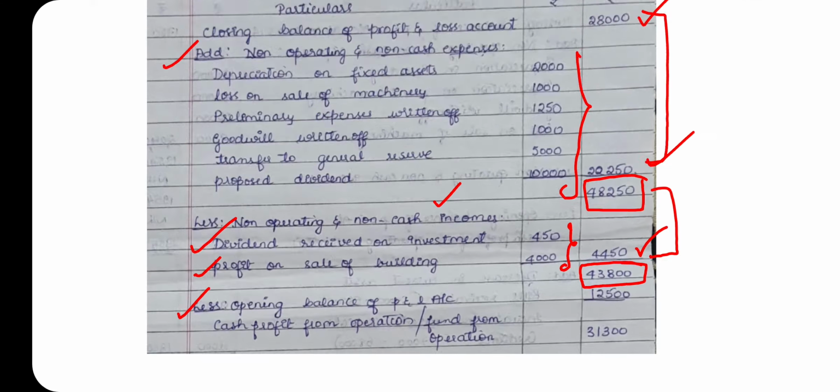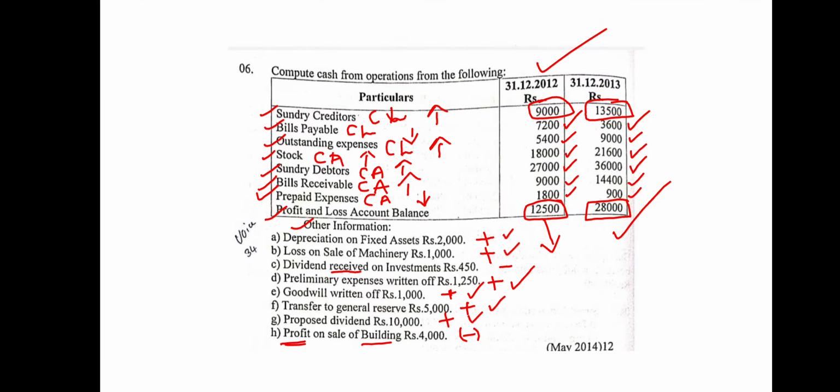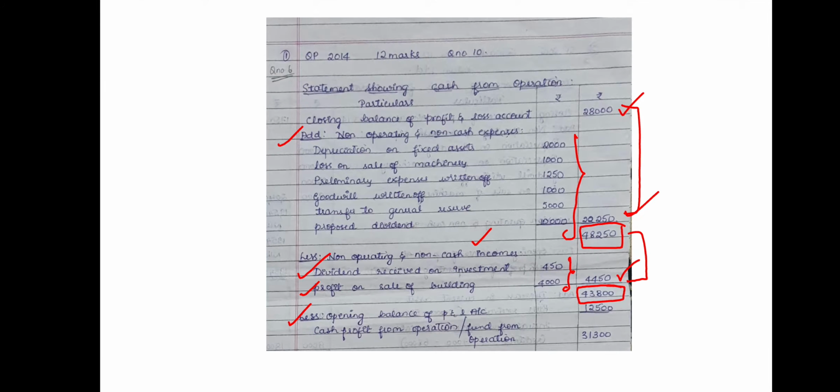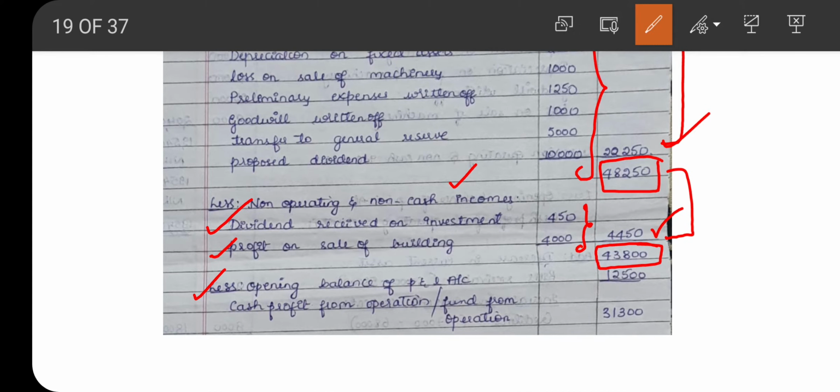Opening balance of profit and loss account is given in the problem. So the balance on 31/12/2012, that is 12,500, is the opening balance of profit and loss account. So 43,800 minus 12,500, cash profit from operation will be 31,300.